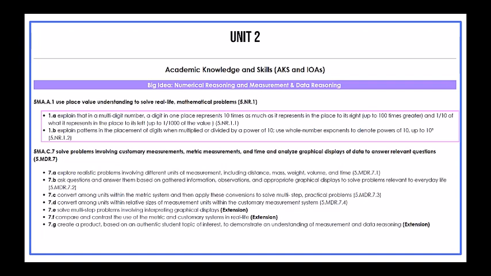This standard extends previous understanding of the relationships of digits in whole numbers to decimal fractions. Before considering the relationship of decimal fractions, students express their understanding of the magnitude of numbers in multi-digit whole numbers first. With IOA 1B, students use whole number exponents to denote powers of 10 up to 10 to the third power.